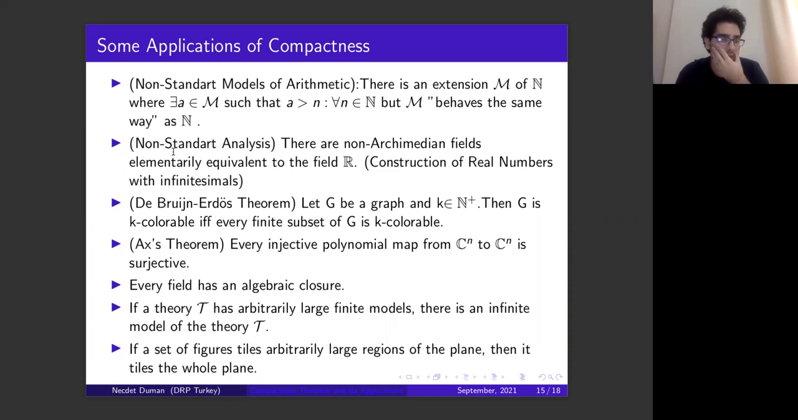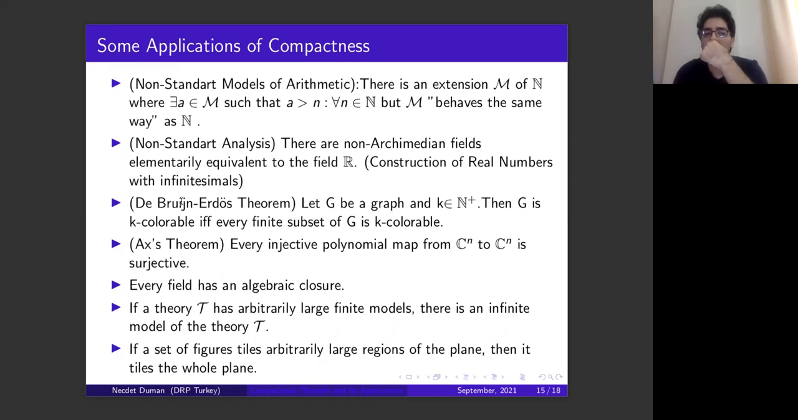The second example is how we get fields equivalent to the real numbers, but which also have infinitesimal elements. So we can do all of calculus and analysis easily without a need for epsilon-delta proofs, just using the infinitesimals we added.